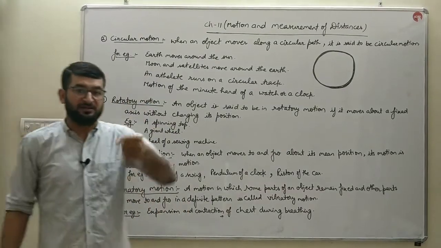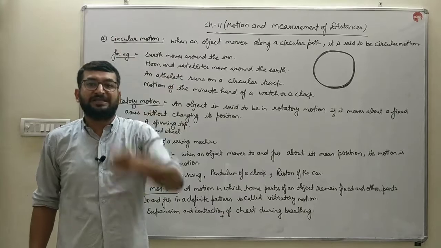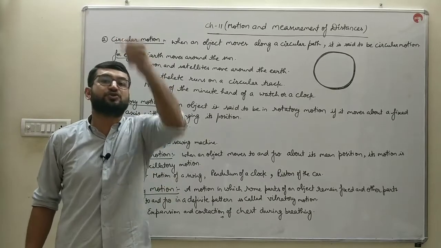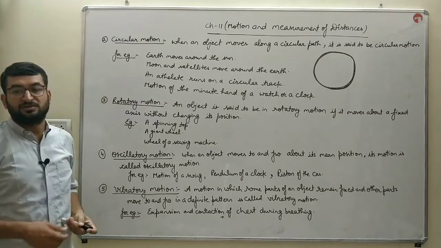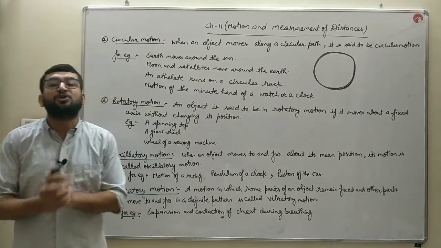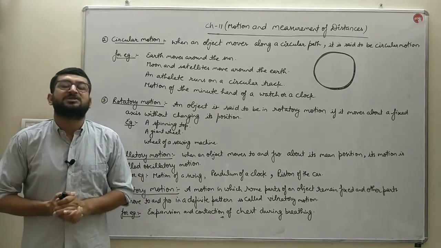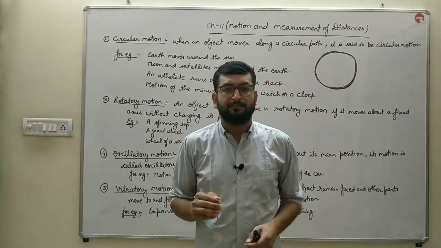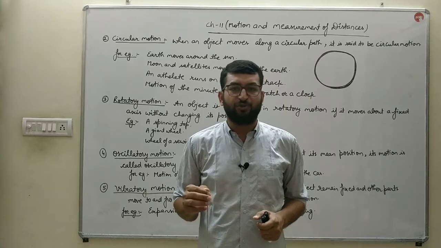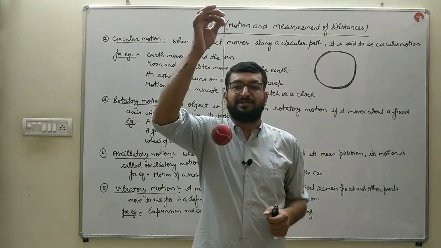The piston of a car always moves like this. So it always moves to and fro around its mean position. Along with that, the pendulum of a clock is also an example of oscillatory motion. To understand oscillatory motion, you have to do this setup.